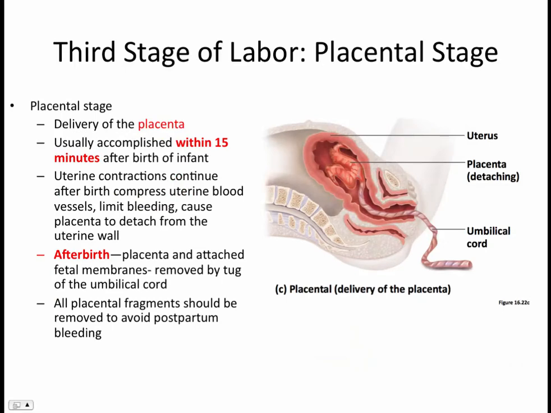Okay, third stage of labor is the placental stage. A placental stage is when we deliver the placenta, and it's accomplished within 15 minutes after birth. It's going to be contraction of the uterus that's going to continue after this birth. It's going to compress down along the placenta, and then eventually this placenta will detach from the uterine wall. And the entire contents from this placenta and the umbilical cord, as well as any residual amniotic fluid within this cavity, will then be released into the external environment, and that's called afterbirth.